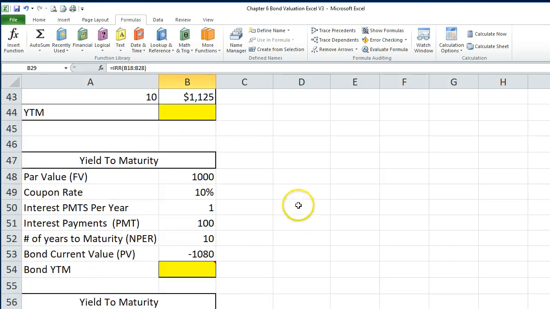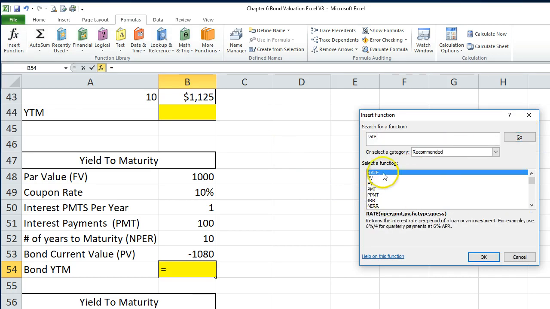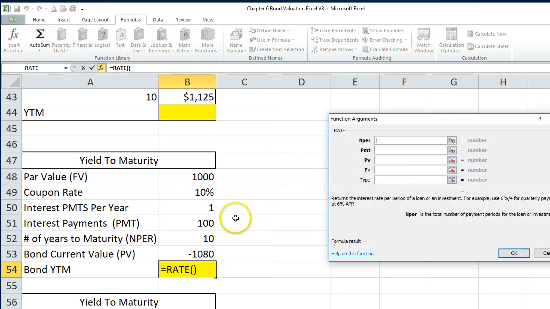Okay. Now, what about if we're trying to calculate a bond's yield to maturity? Yield to maturity is an interest rate, so we're going to use the rate function to calculate this variable. So we'll type in rate, go and get the rate function. Our Nper is the number of years to maturity, which here is 10 because it's an annual problem.